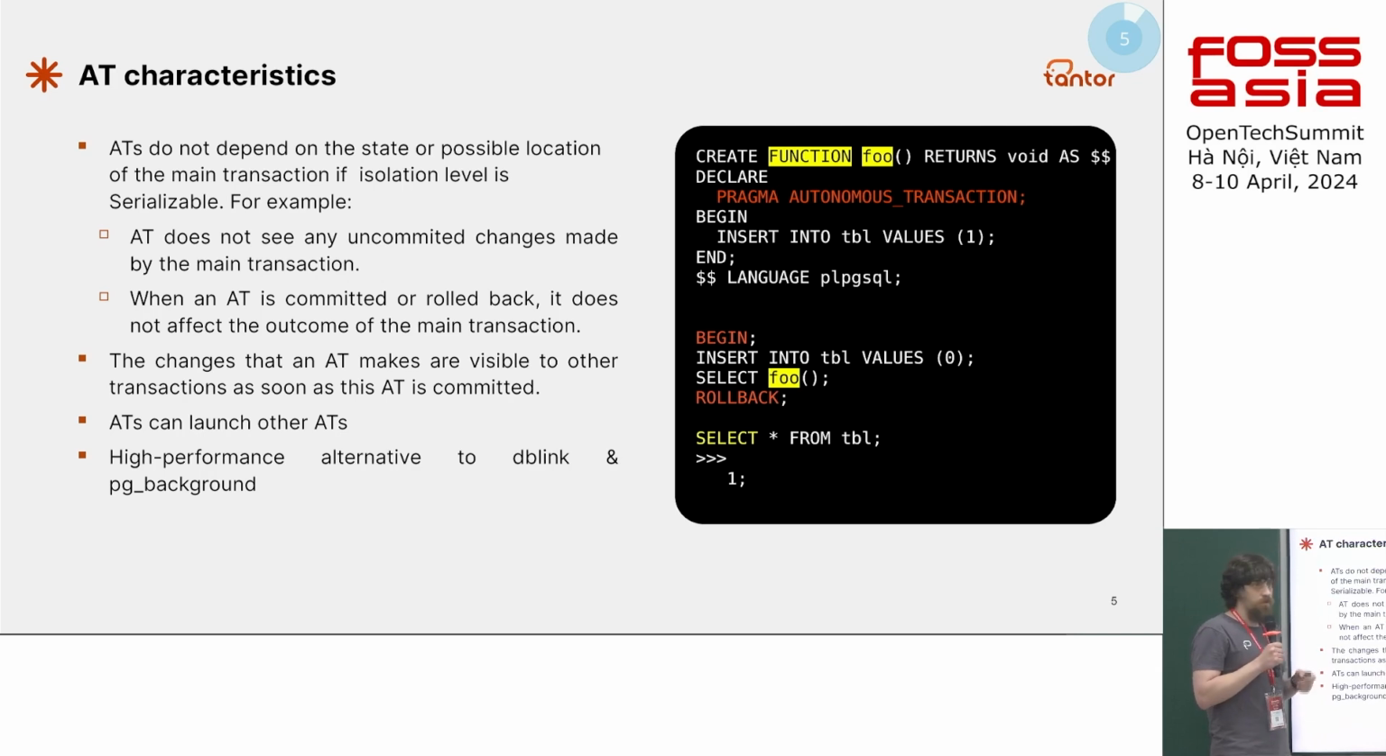So, autonomous transaction characteristics. This is an independent transaction that doesn't depend on the state of the main transaction, if the isolation level is serializable. Also, autonomous transactions can launch other transactions. And this is a high-performance alternative to extensions like dblink and pg_background.